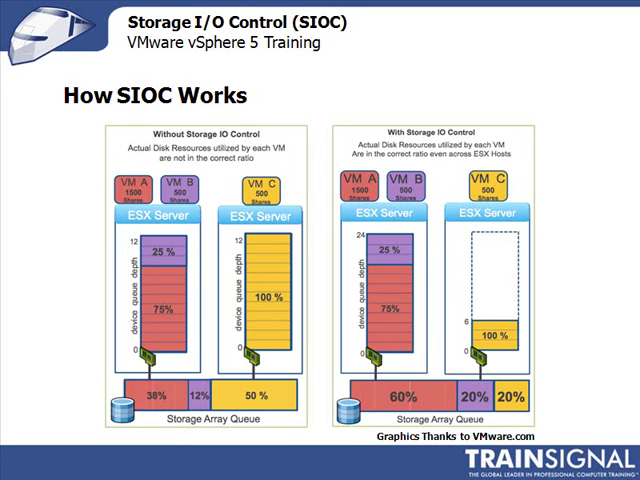So this is an example of before and after enabling Storage I/O Control. And it shows you how with the ESX servers communicating to one another, the shares that are allocated to the virtual machines, those virtual machines can get the priority that they deserve in the shared storage array queue.